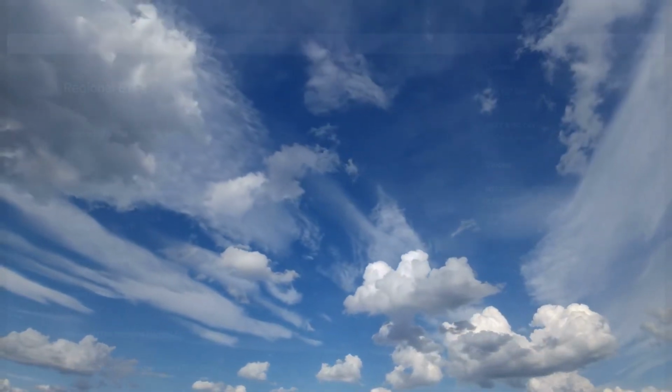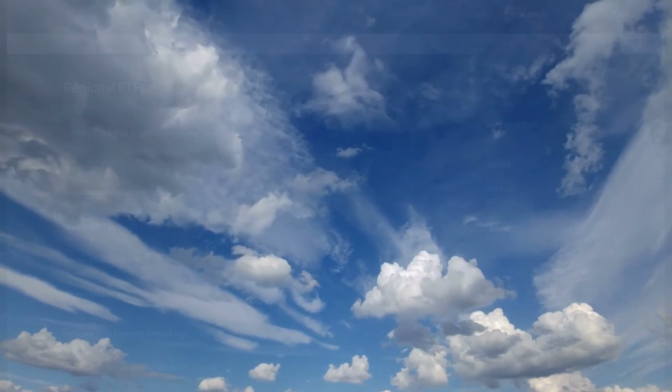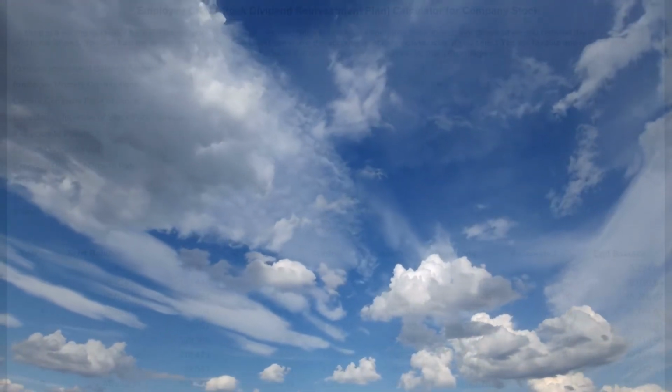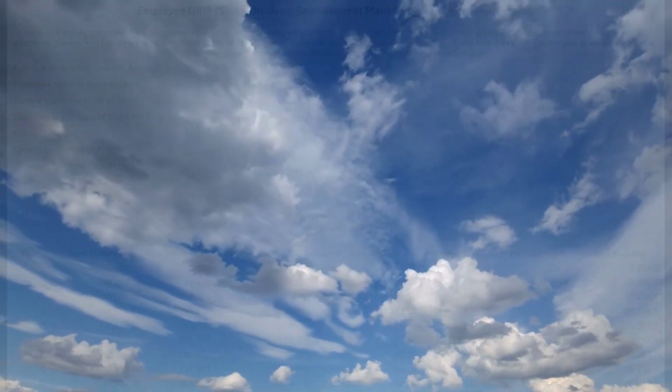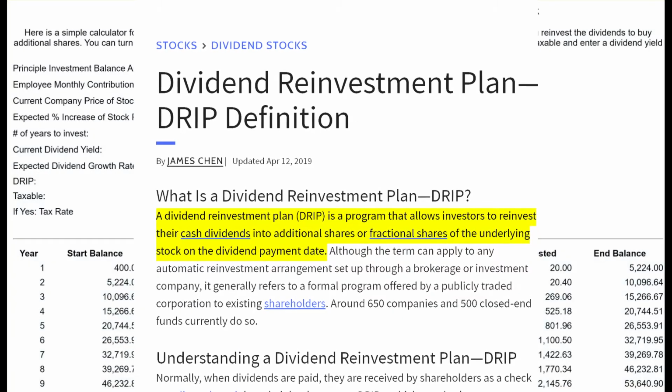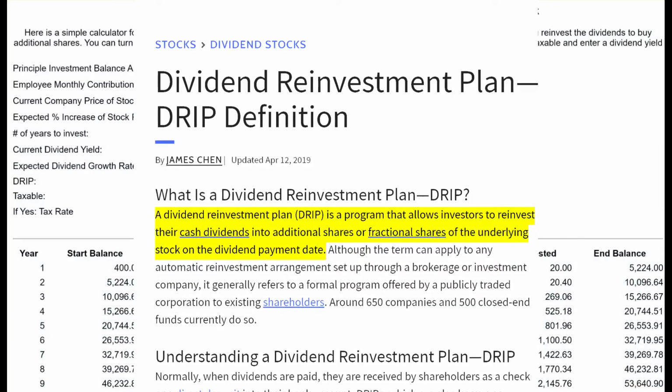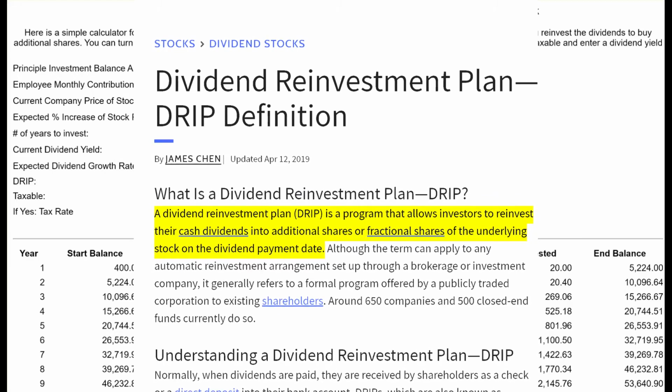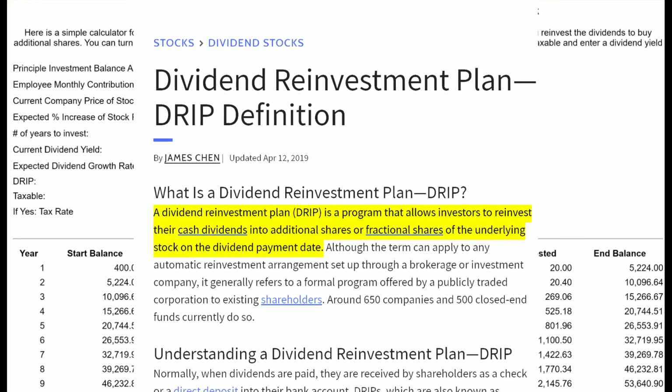Also, there is the compounding effect. Here I will refer to not just this regular compounding calculator. You can Google for DRIP, that means stock dividend reinvestment plan. This is where you invest in a stock or ETF, you get a dividend, and you put that back into the same stock. So it's like a circle.